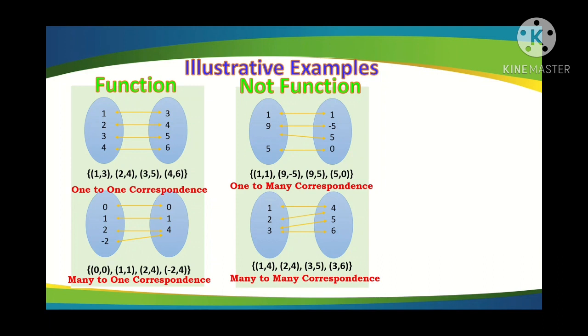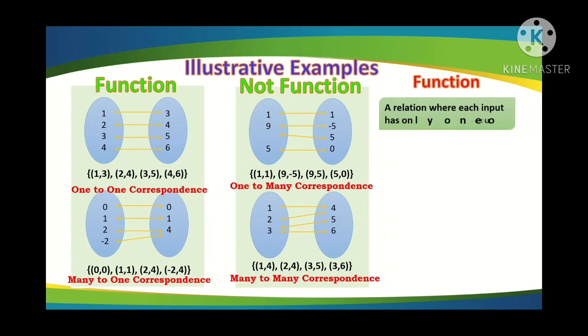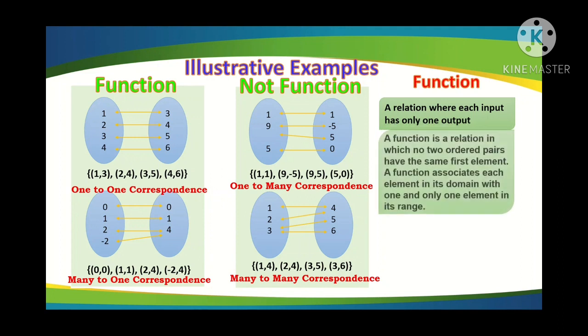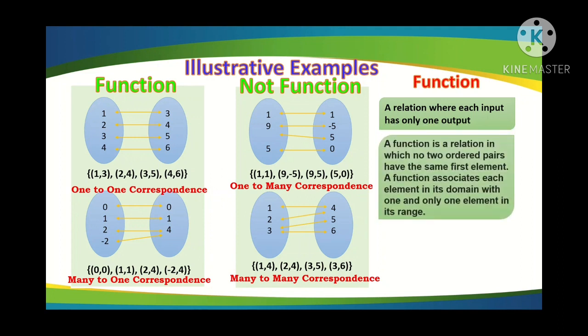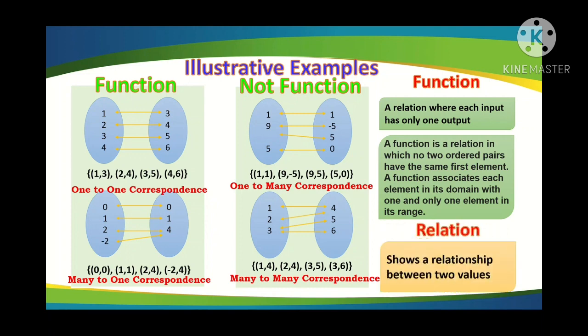Based on the examples given, how will you define a function? A function is a relation where each input has only one output. It is also a relation in which no two ordered pairs have the same first element, or a function associates each element in its domain with one and only one element in its range. But how will you define a relation? It shows a relationship between two values.